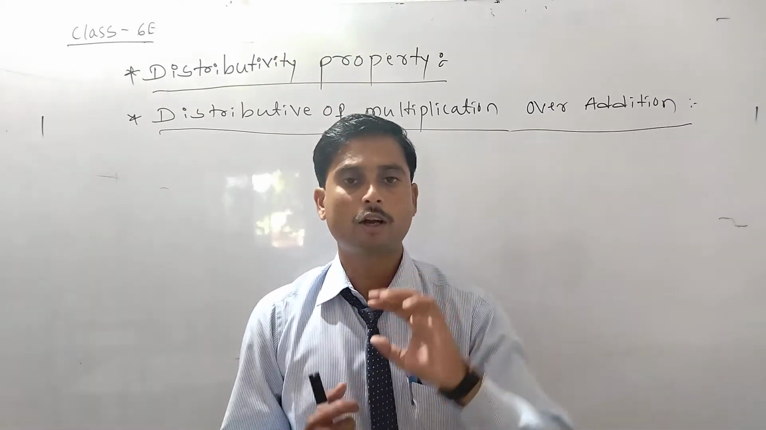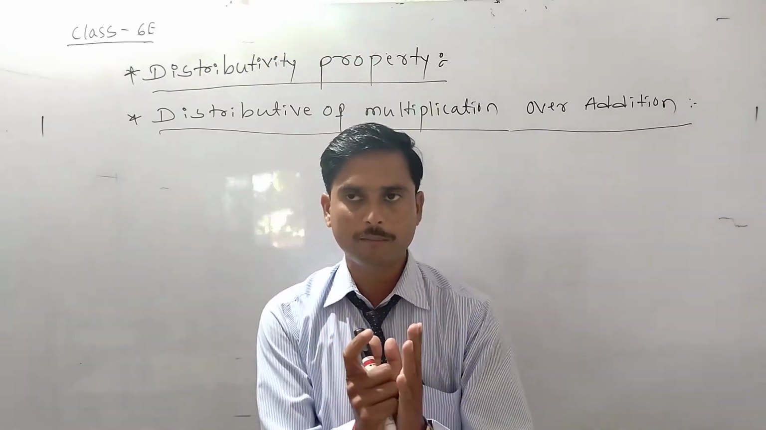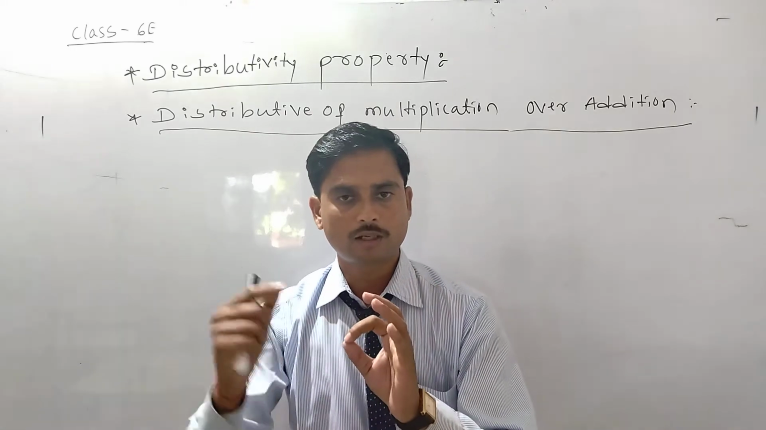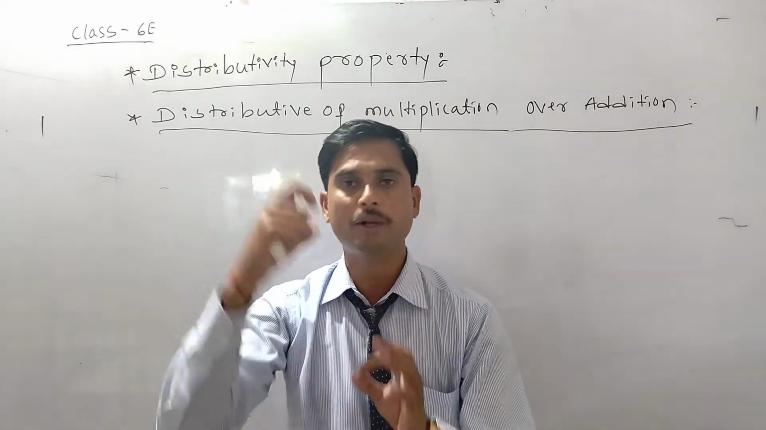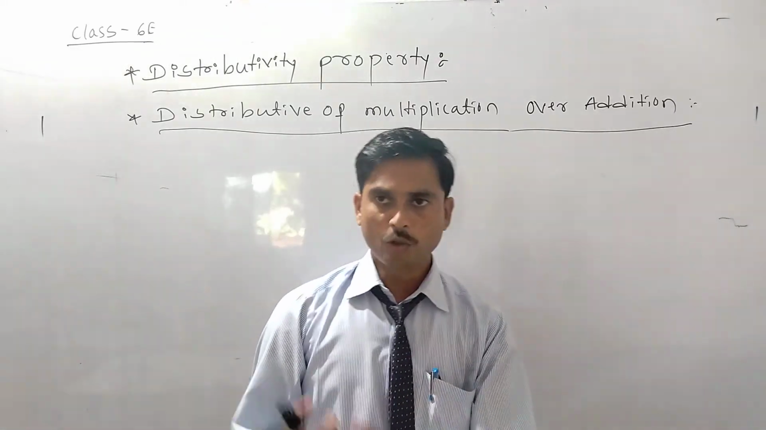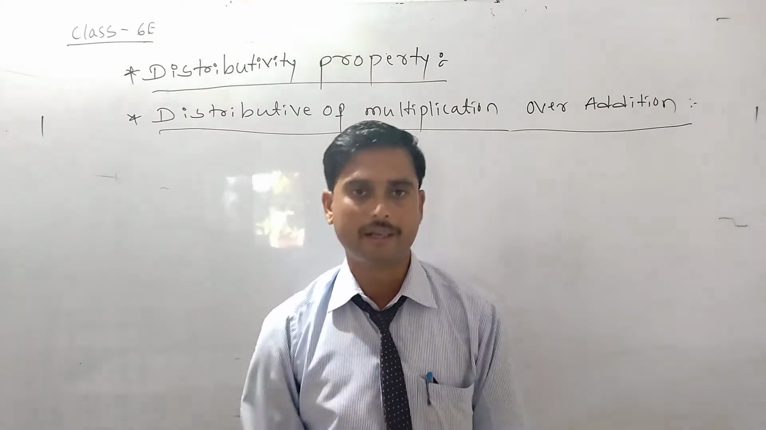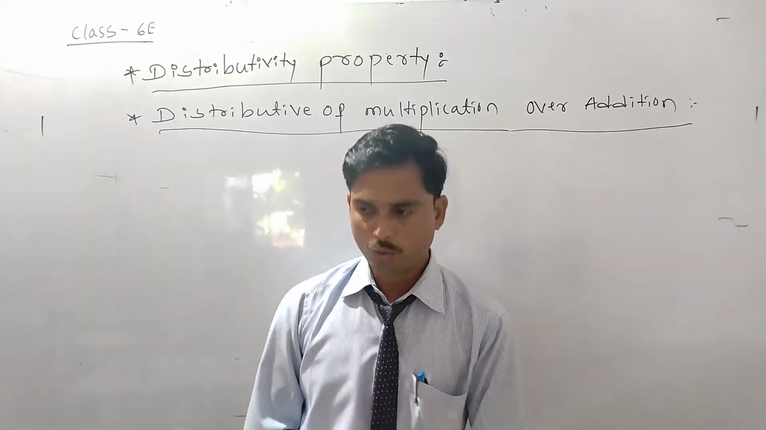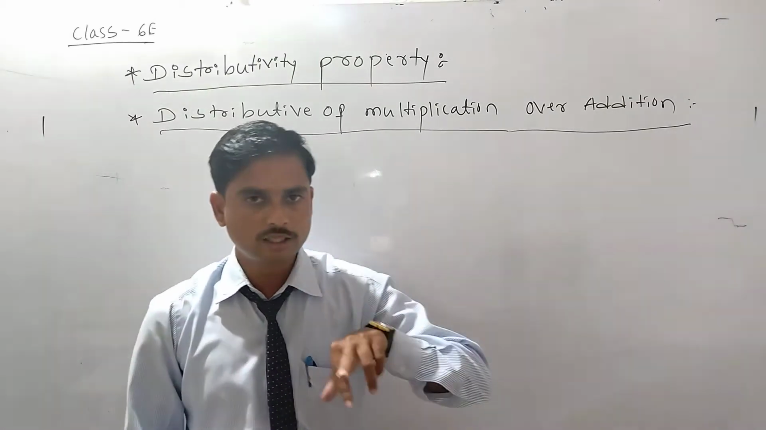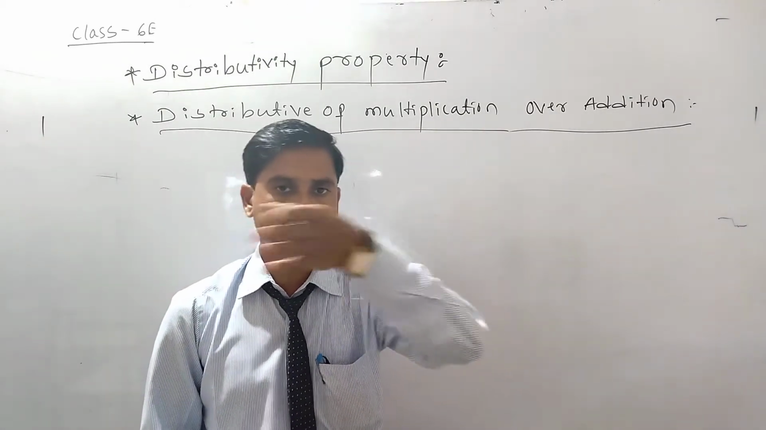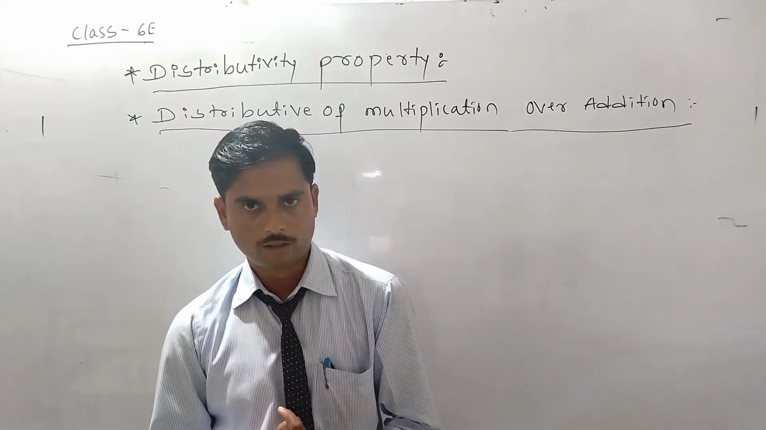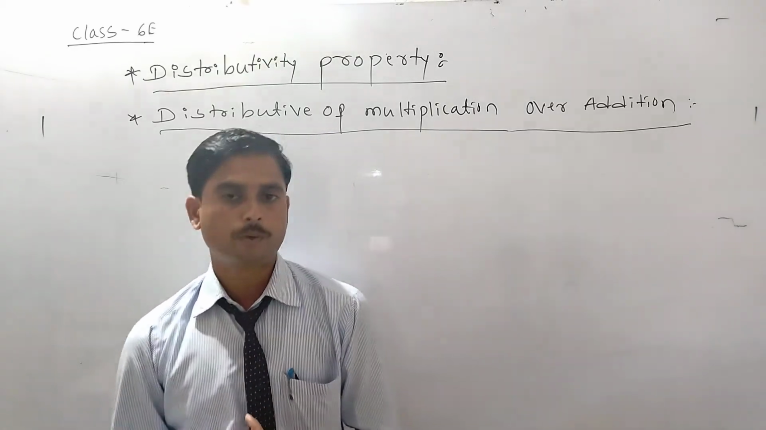The second one is the commutative property. Commutative property means addition and multiplication are commutative. When you add two numbers and interchange the places of the numbers, the sum should be equal. That is called the commutative property.